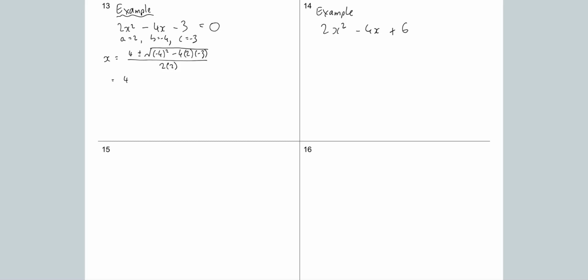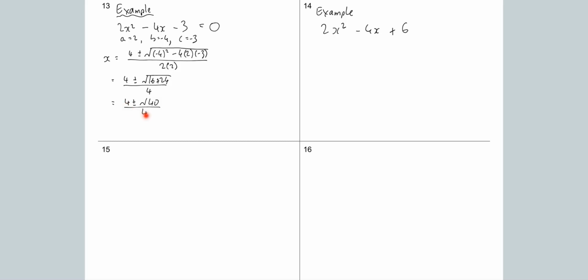Let's simplify it. So we've got 4 plus or minus, and we've got -4 all squared, so that's +16. And we've got 4 times 2 is 8, 8 times 3 is 24, and negative makes it positive. So we've got root 16 plus 24, like so, all over 4, 2 times 2. And that's equal to 4 plus or minus the square root of 40 on 4. So you've got 2 solutions there, 4 plus root 40 on 4 and 4 minus root 40 on 4. There's a lot of 4's happening here.